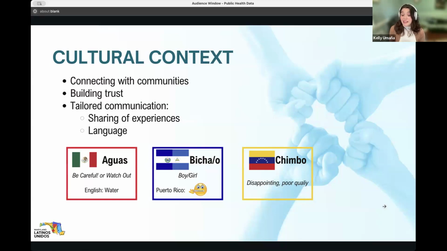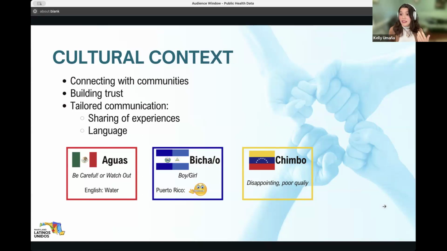For example, in El Salvador and Nicaragua, the word bicha or bicho means boy or girl. In Puerto Rico, it's actually not a good word that you should not be using, right? You can look it up. But even within our countries, there are these cultural contexts of how we use language and how we speak. And in Venezuela, chimbo means disappointing or poor quality, right?